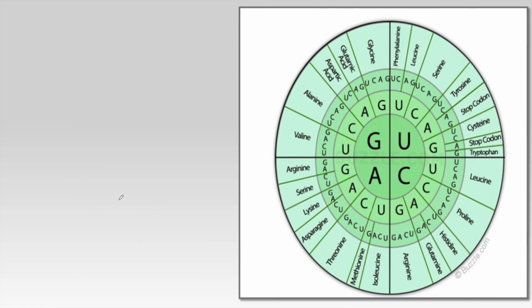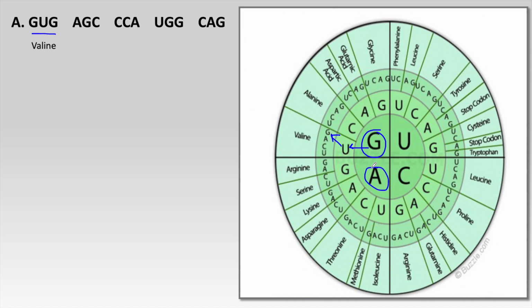Here we will start. Let's move first to choice A. Let's start. GUG. Center the rule, so we'll look for G. Then moving to the periphery. This is U. And another G. This is G. So it should be valine. This is the first one. AGC. Again, center A. This is G. And then we'll move to C. So it should be serine.